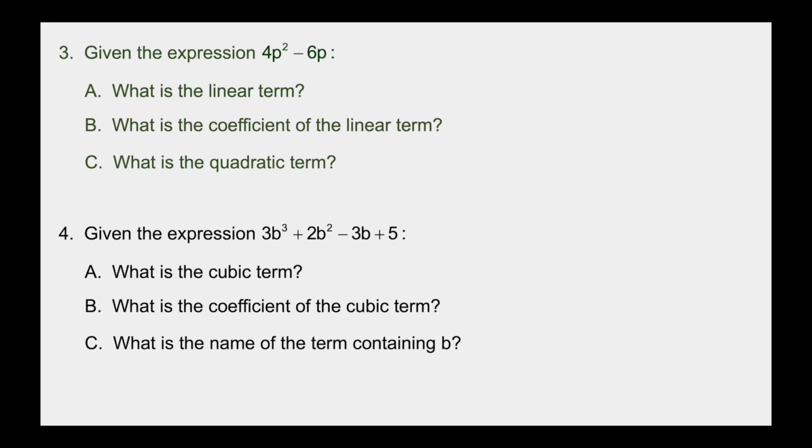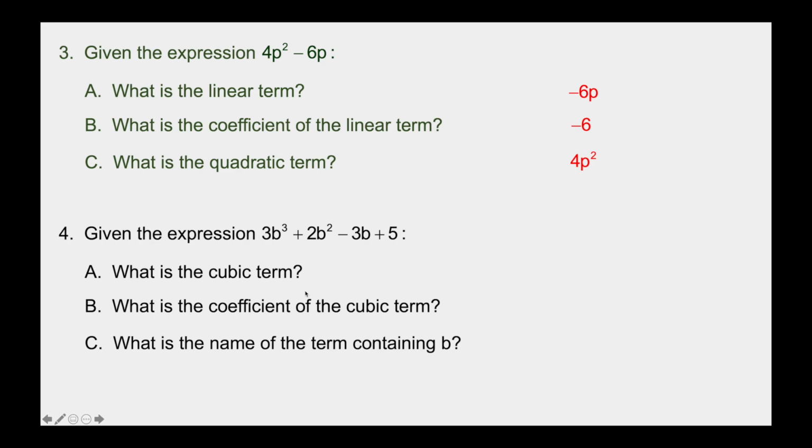For number 3, the linear term, again, that's the one with the degree of 1, so that's going to be negative 6p. What is the coefficient of the linear term? Again, that's the number at the front of the term, and that's negative 6 here. The quadratic term is the squared term, and that's the whole thing, so that's going to be 4p squared.